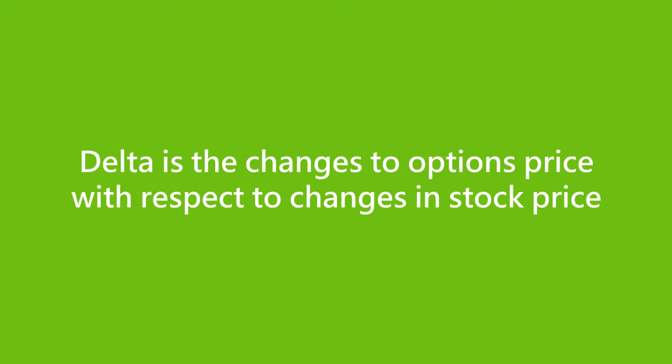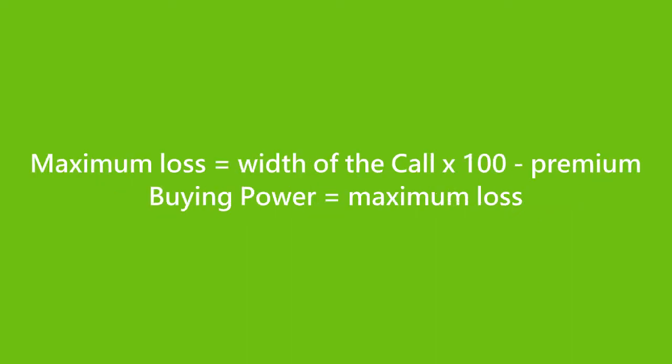If the stock price stays below the short call strike, we can wait for the options to expire worthless for a profit. The maximum loss of a bear call spread is the width of the call strike prices times 100 minus the premium collected. The buying power used equals the maximum loss.